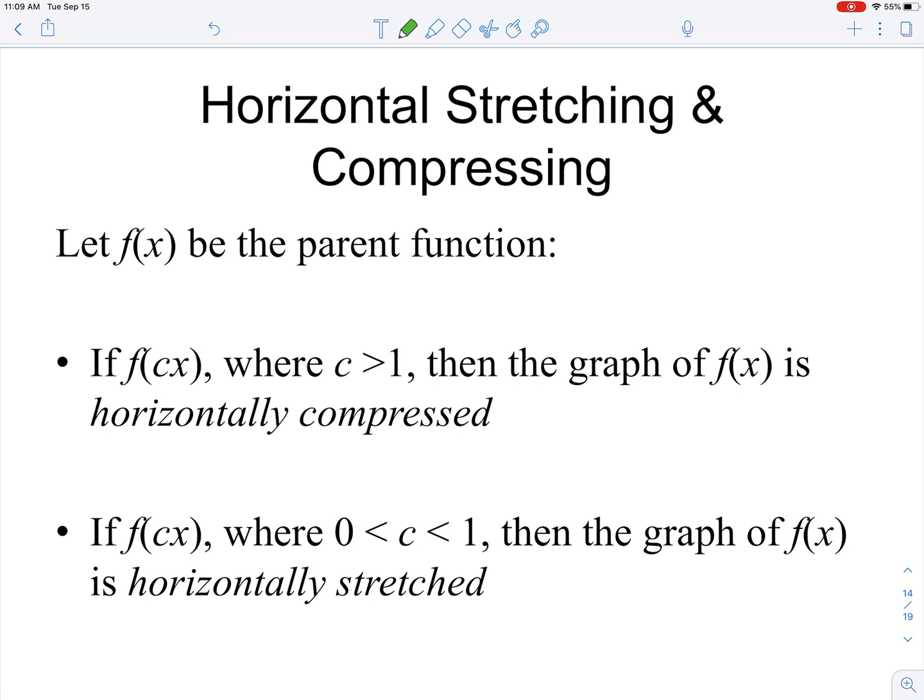The reason is, and I always have to think an extra second about anything that's horizontal, that for the new graph to have the same y coordinate as the parent function, we would have to do the opposite. We would have to multiply the input by the reciprocal of c in order to have the same y coordinate as the parent function. So you end up having to multiply each x by the reciprocal in order to have the same output.